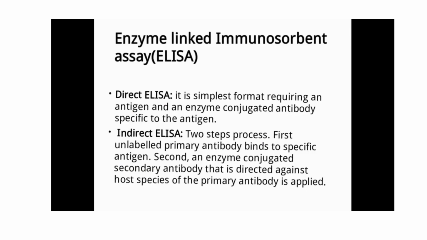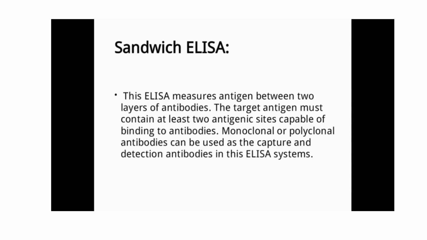The third one is enzyme linked immunosorbent assay, ELISA. It has 3 types: direct, indirect, sandwich. Direct is the simplest format, requiring an antigen and an enzyme-conjugated antibody specific to the antigen. Indirect has 2 steps. First, an unlabeled primary antibody binds to the specific antigen. Second, an enzyme-conjugated secondary antibody directed against the host species of the primary antibody is applied.